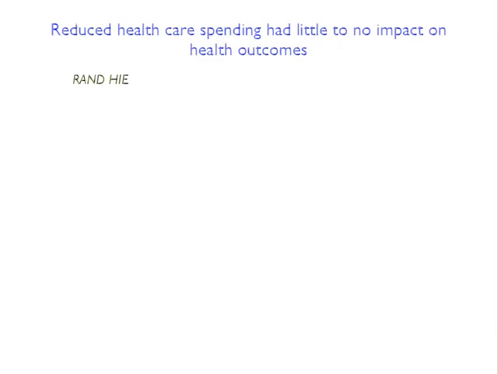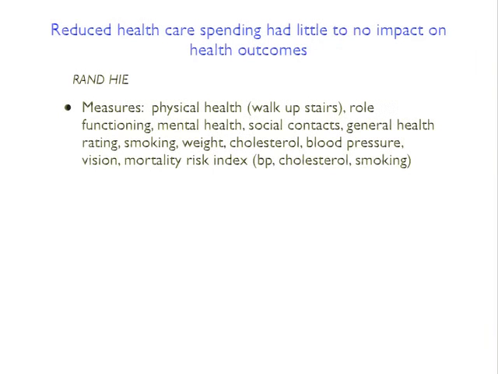So that is the first suggestive piece of evidence that, on the margin, the extra spending on healthcare isn't actually having a big impact on health outcomes. They had a bunch of measures of physical health, not just clinical measurements, but functional measurements, like can you walk upstairs and how limited are you in daily life. So they had physical health and role functioning.